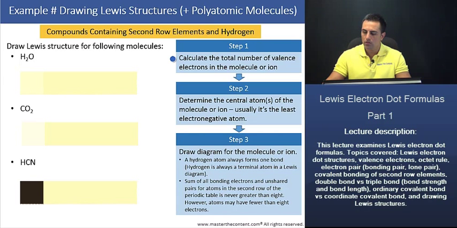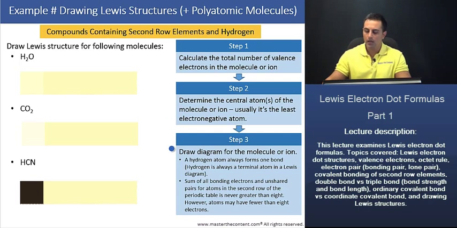Step 1, calculate the total number of valence electrons in the molecule or ion. In step 2, we're going to need to determine the central atom of the molecule or ion, and that's usually the least electronegative atom. If you recall, we covered electronegativity extensively in the periodic table lecture series. Thus, should you require further information on electronegativity, you can watch that lecture at any time.